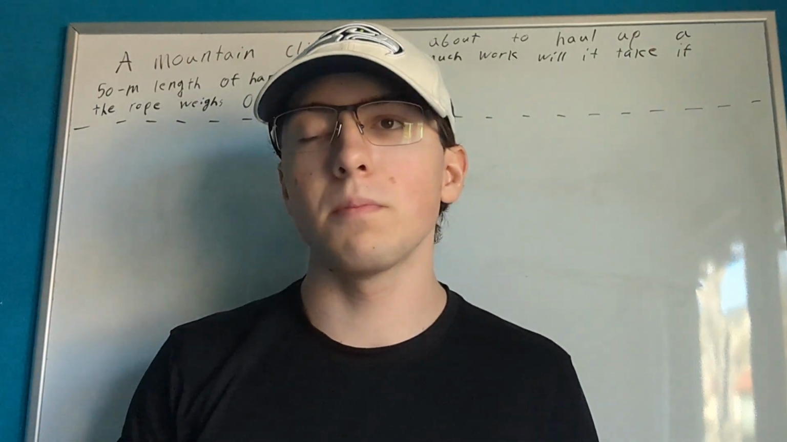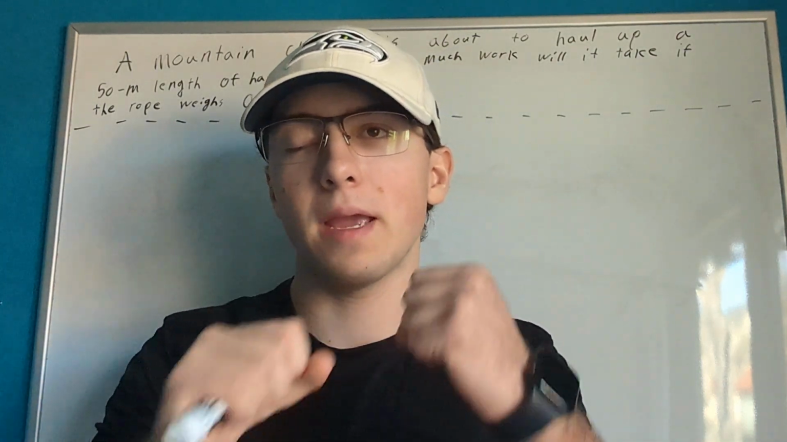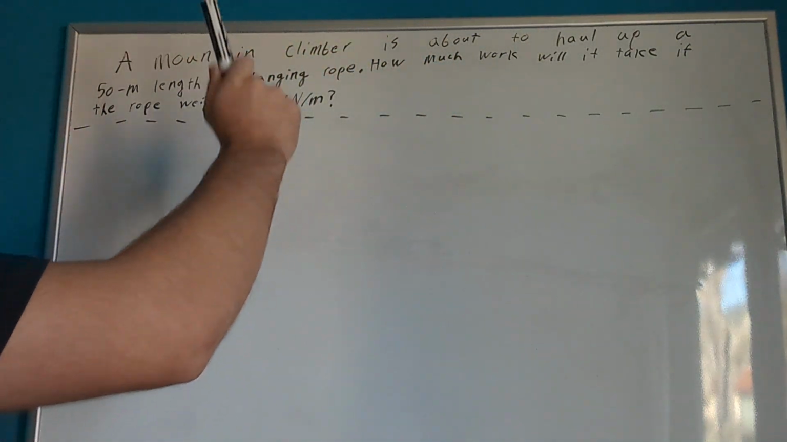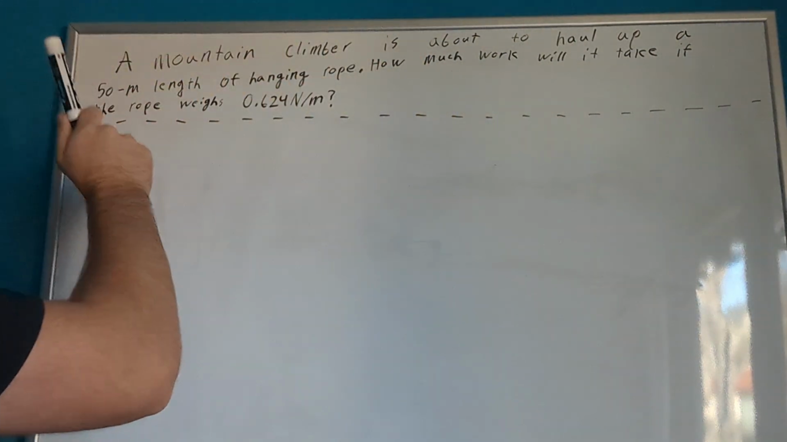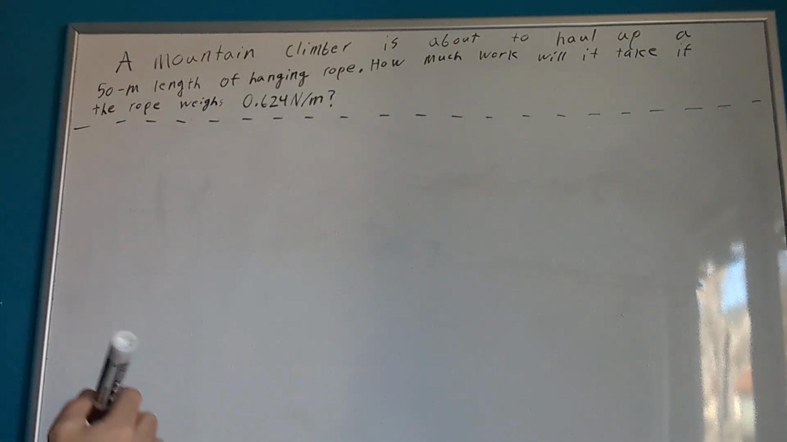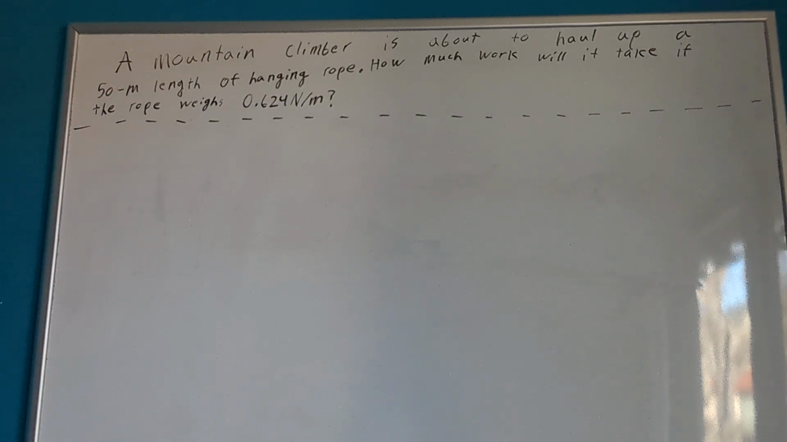Here I have a problem from Calculus 1 where we're going to calculate work pulling up a rope. So let's look at the problem. A mountain climber is about to haul up a 50-meter length of hanging rope. How much work will it take if the rope weighs 0.624 newtons per meter?